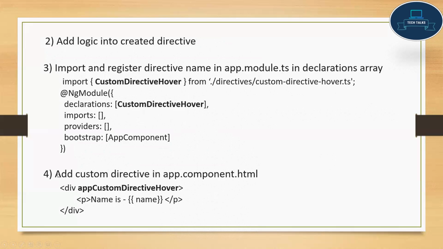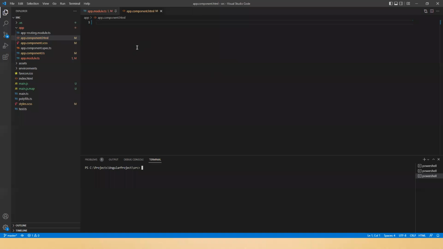Then we can use this directive in component.html. So here I have just assigned app-custom-directive-over to a div. This app-custom-directive-over is the selector name of my directive. So let's move to the practical part.